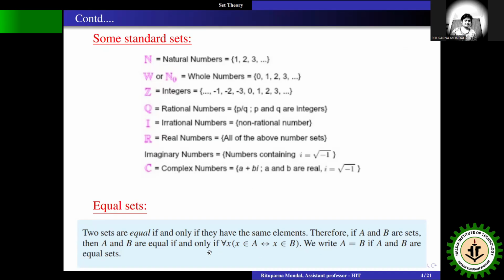So, mathematically, we can say that A and B both are equal sets if and only if for all x, x belongs to A implies x belongs to B, and x belongs to B implies x belongs to A. And this is the if and only if, that means implies and implied by, that means for all x, x belongs to A implies and is implied by x belongs to B. So this is the definition of A equals B.